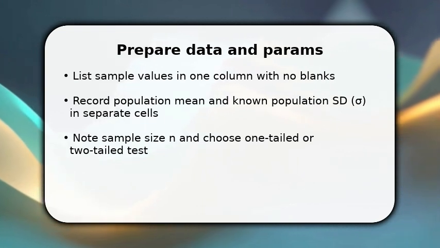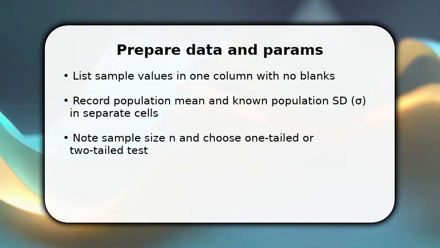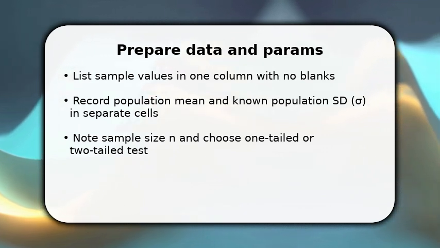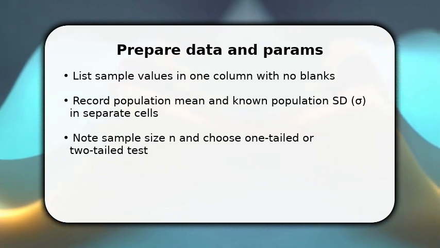This prevents errors. Once done, decide one-tailed versus two-tailed because it changes how you interpret the p-value. Make sure your sample is random, and that using a z-test is appropriate because sigma must be known.